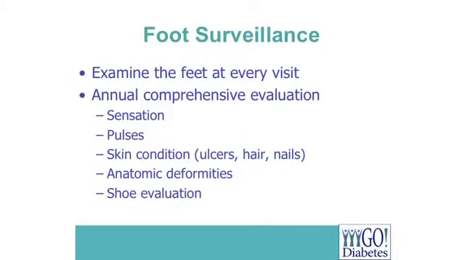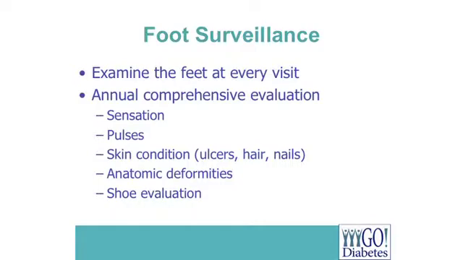So this is why we have to check for pulses, looking at their feet. When we get to this, examine the feet at every visit, an annual comprehensive evaluation, doing the sensation test with the monofilament, which I'll get to in the next slide, the pulses and whether or not they're palpable. If they're not palpable, you almost certainly need to do an ankle brachial index on them.